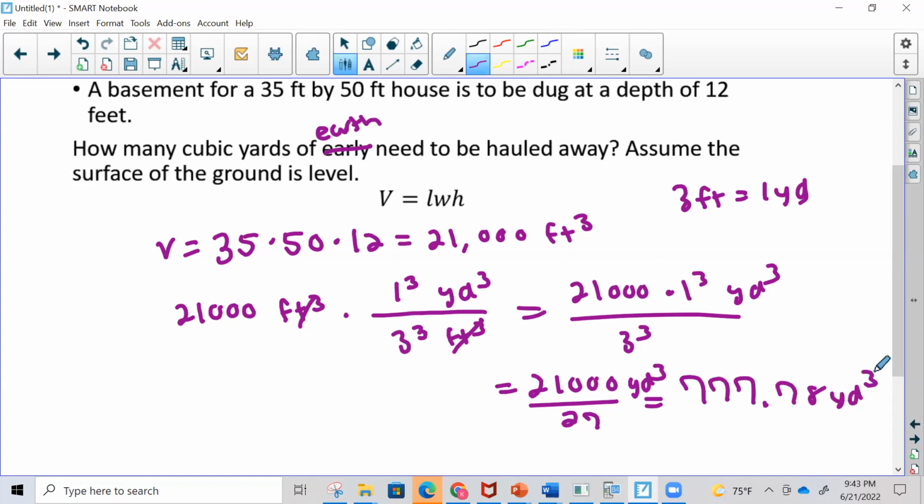Okay, so again, you could do the conversion factor like 35 times 1/3, and then 50 times 1/3, and 12 times 1/3, and then calculate the volume. But I think this is faster because you only have to do 1 conversion factor. So that's the conversion factor for the cubic units. Let me know if you have any questions on it.